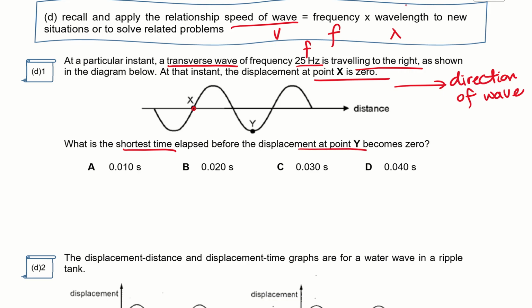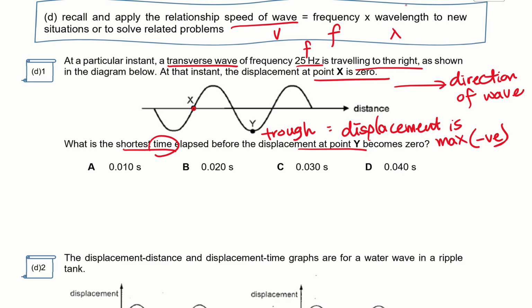So if we look at point Y, it is actually at the trough. Okay, if it's at the trough, that means the displacement is maximum, although it's in the negative direction. Displacement is maximum and negative. So what is the shortest time taken before this particle Y, its displacement becomes 0? That means it will go up, right? So I think in my previous video, I talked about drawing the next wave and finding the direction. So for Y, we know certainly it's going to go up.